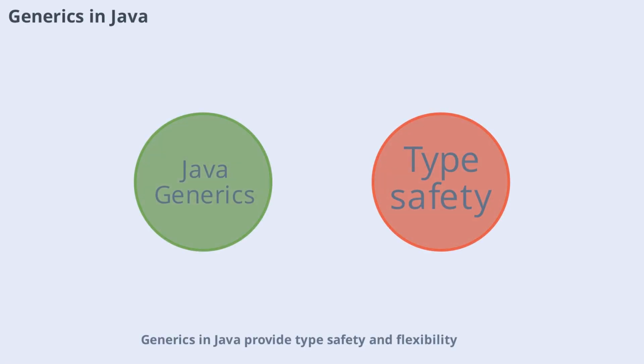Generics in Java provide type safety and flexibility, allowing classes and methods to operate on different data types. They're widely used in collections, APIs, and frameworks. Understanding generics is essential for Android development, as many libraries and platform components rely on them. Proper use of generics reduces runtime errors and improves code clarity, making your applications more robust.